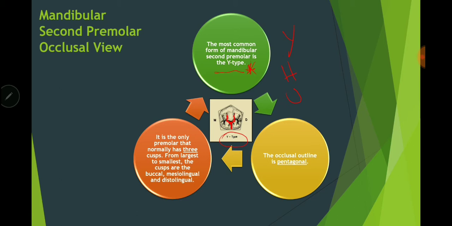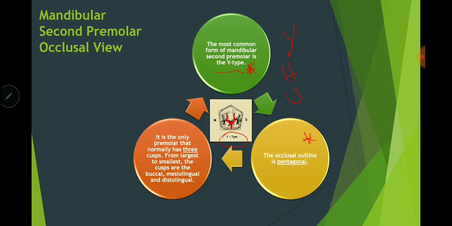Remember the other premolars, the occlusal outlines are a hexagon, but this one, the Y type, is a pentagon. The mandibular second premolar is the only tooth that normally has 3 cusps. And from the largest to smallest, you have to know this. From the largest to smallest, the cusps are the buccal cusp, the mesiolingual cusp, and the distolingual cusp.